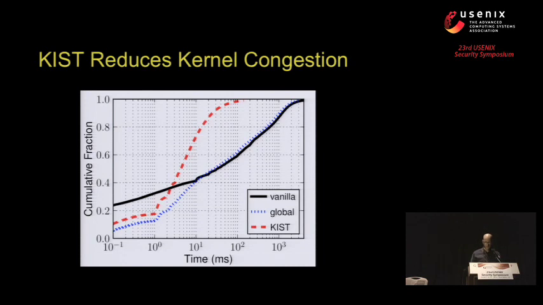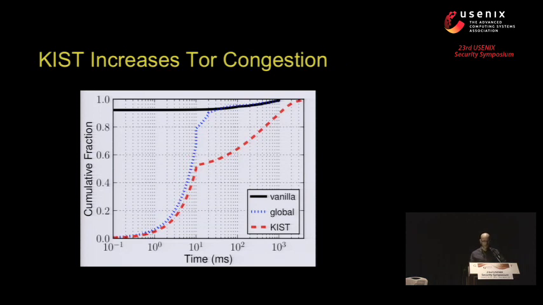So the red dashed line shows KIST, and the solid black line shows vanilla Tor. What's interesting about this is in the worst case, vanilla Tor takes over 2,000 milliseconds, so over 2 seconds, to send a congestion, whereas in KIST we were able to reduce this to less than 200 milliseconds.